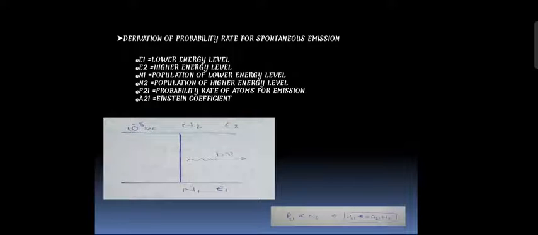And get into the derivation of probability rate of spontaneous emission, that is P21 equal to A21 into N2. Here N1 equal to population of low energy level, N2 equal to population of higher energy level. P21 is the probability rate of atoms for emission, A21 is the Einstein coefficient. Then after that, derivation of probability rate of stimulated emission. Here we got the equation P21 equal to B21 N2 into rho of V. Here P21 is the probability rate of atoms, B21 is the Einstein's coefficient.